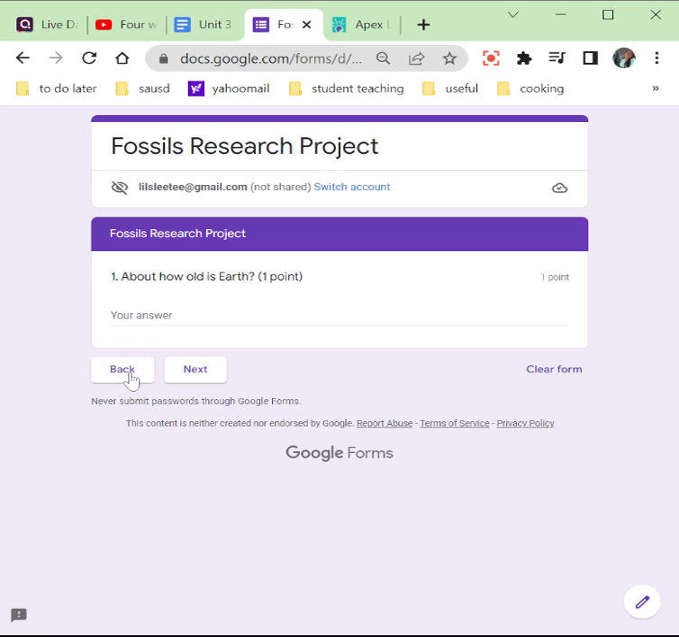So just a bunch of questions, and at the end, you'll be writing a mini lab report. You'll be making a claim, and then you'll have to find evidence, also researching evidence to back it up.